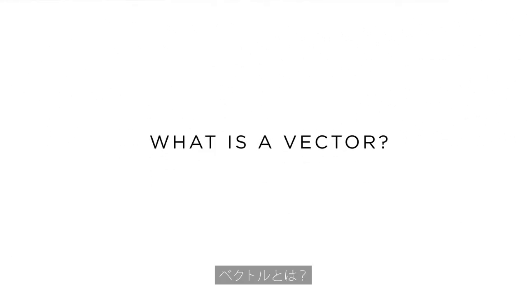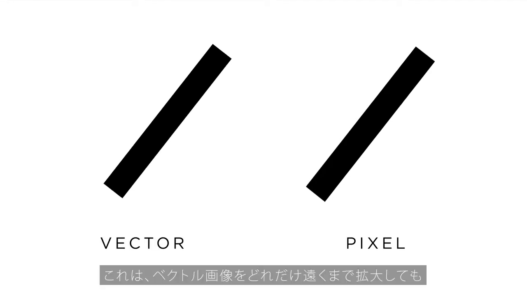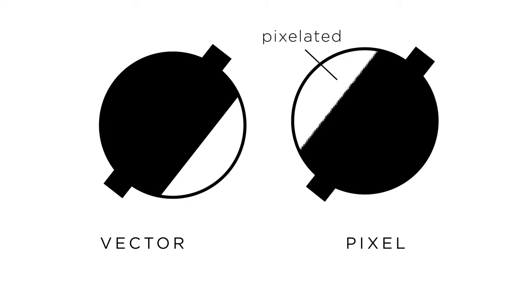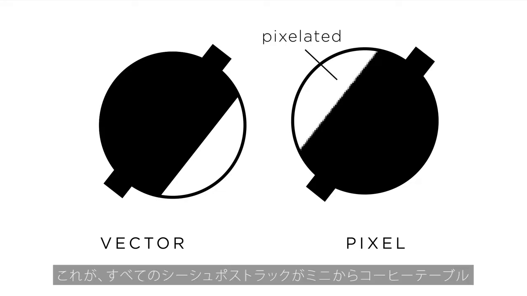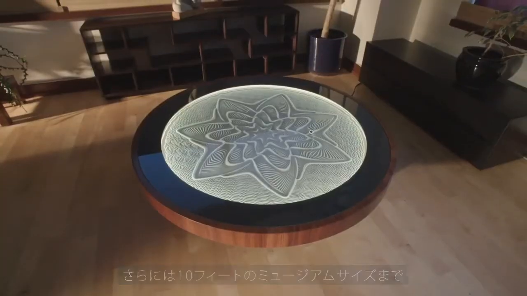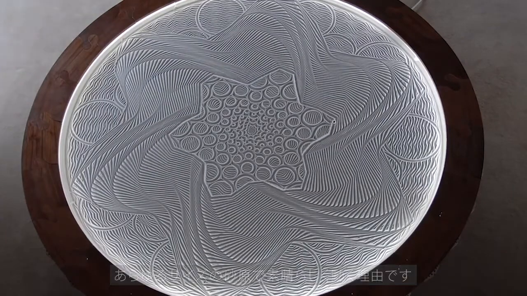What is a vector? Vectors are directional line segments between points, like in Connect the Dot coloring books. Vector images are made up of vectors, lines, instead of pixels. This means that no matter how far you zoom in, a vector image will never lose clarity, or in other words, pixelate. This is why all Sisyphus tracks play great on any size sand field, from a mini to a coffee table, or even a 10-foot museum-sized Sisyphus.